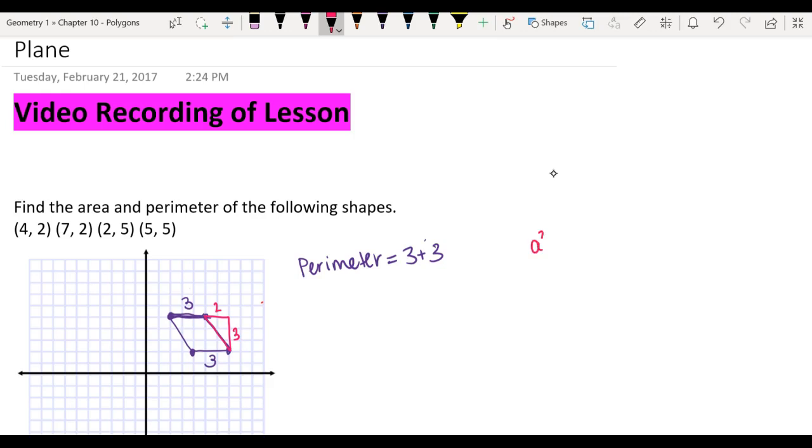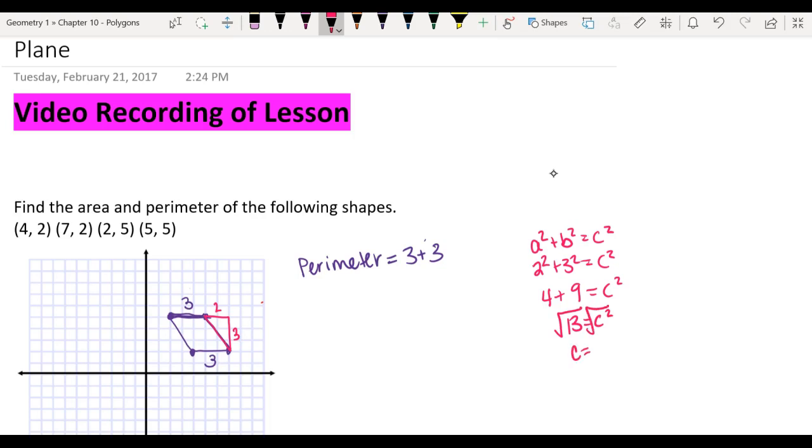So you're going to do a squared plus b squared equals c squared. These two will always be your a and your b. So we do 2 squared plus 3 squared equals c squared. That's 4 plus 9 equals c squared. So that's 13 equals c squared, and you would square root each side.